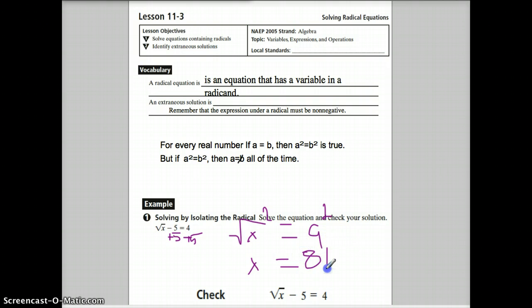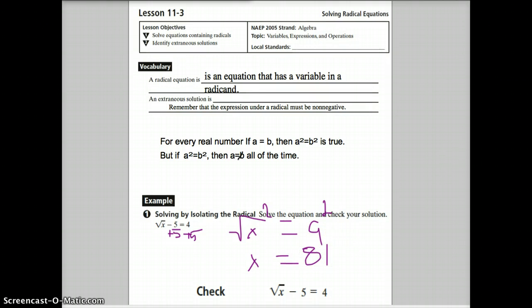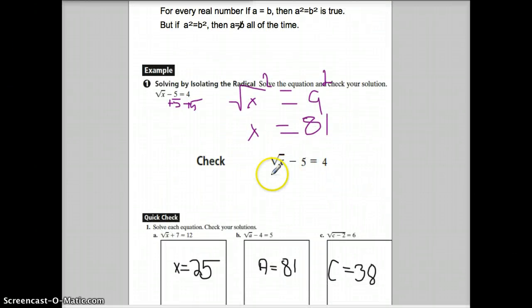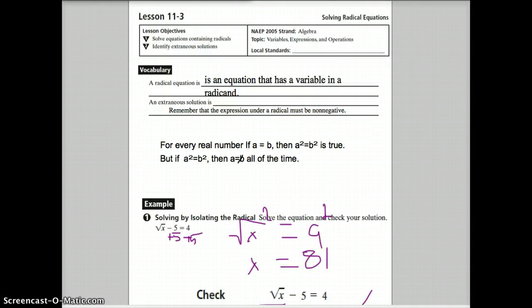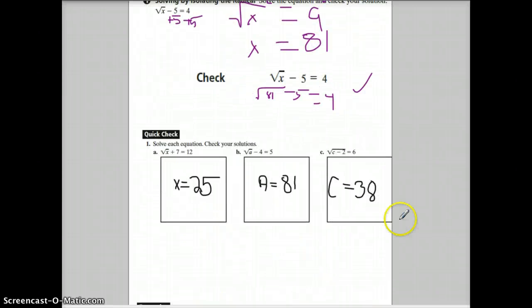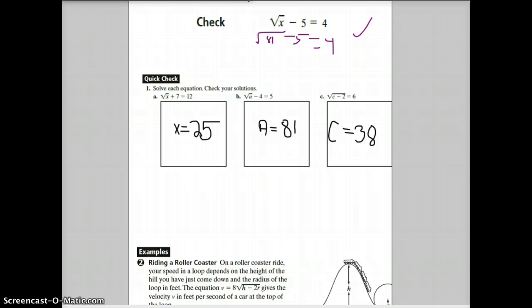We now have to plug it back into the original equation and make sure it works. So we get the square root of 81 minus 5 equals 4. And that is true, so we know that works. Go ahead and try the quick checks below and check your work. Make sure your answers are correct and are not extraneous solutions. X is 25, A is 81, C is 38.